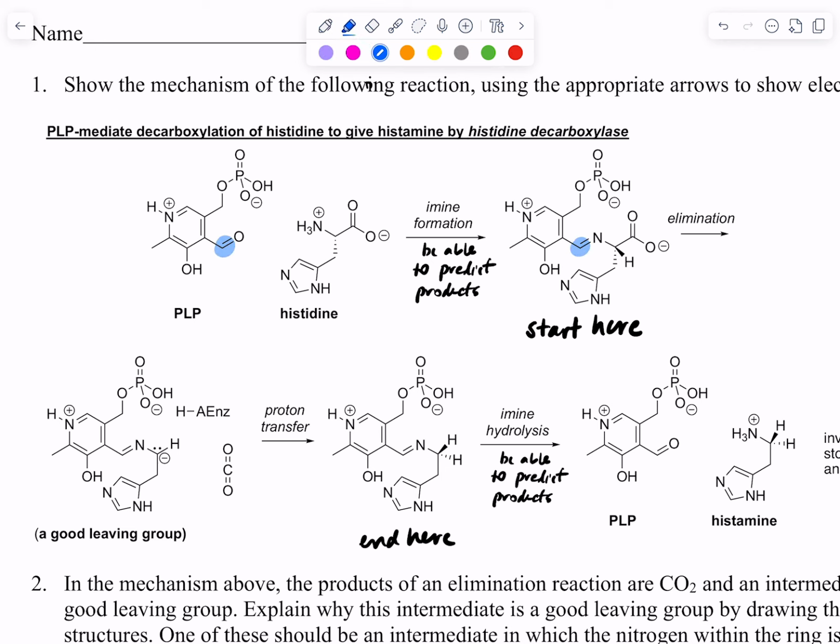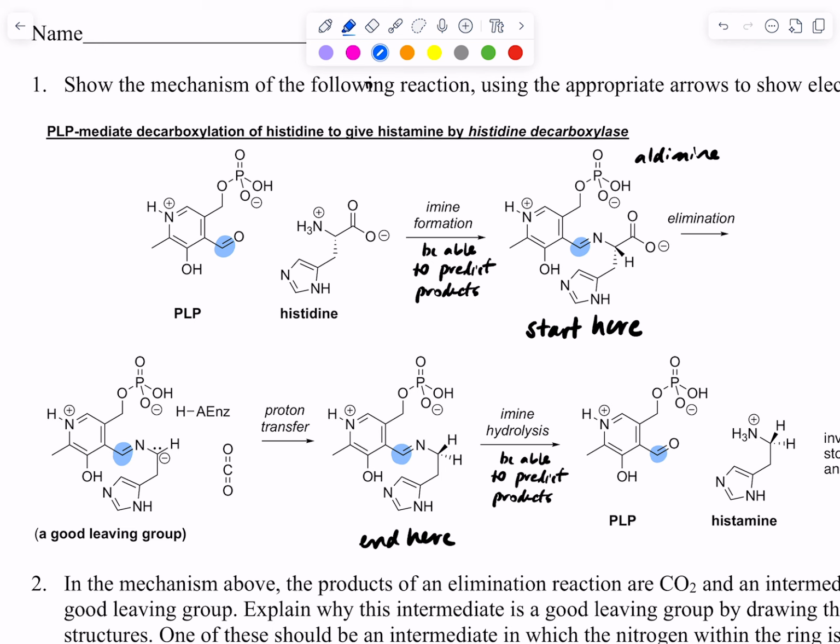Notice that in the reactions we did yesterday, there was a tautomerization step that moved the carbonyl carbon over here, and then you got the ketimine. We're not doing that here, so the carbonyl carbon stays on the same carbon, and that's why when you hydrolyze the imine, you get the aldehyde back.